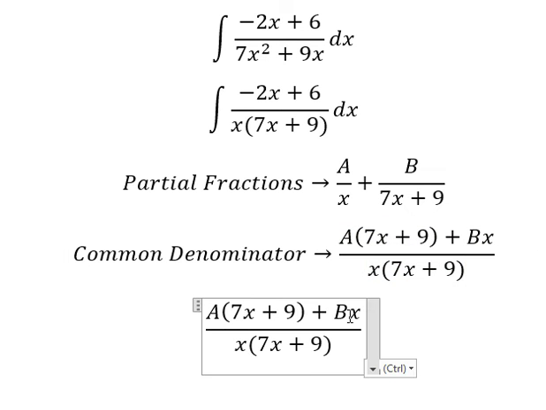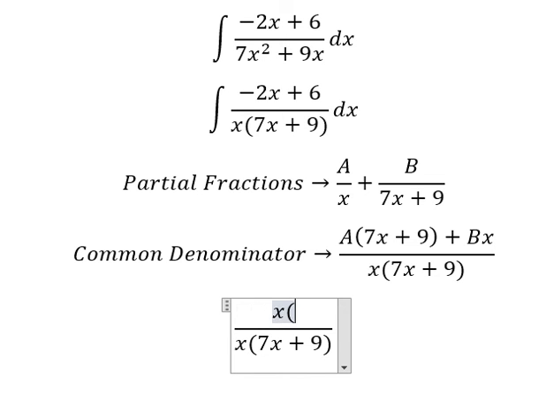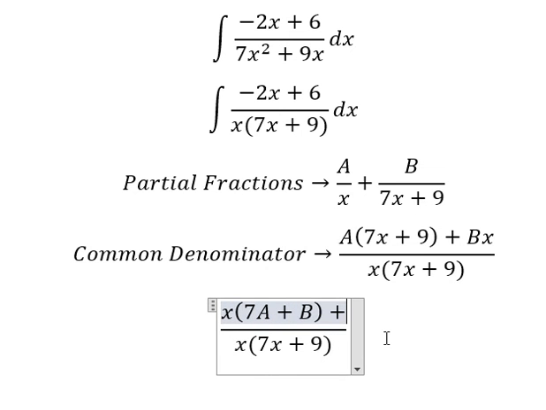Next, we need to arrange based on the terms of S. About S, we have 7A and B. About the number, we have 9A.